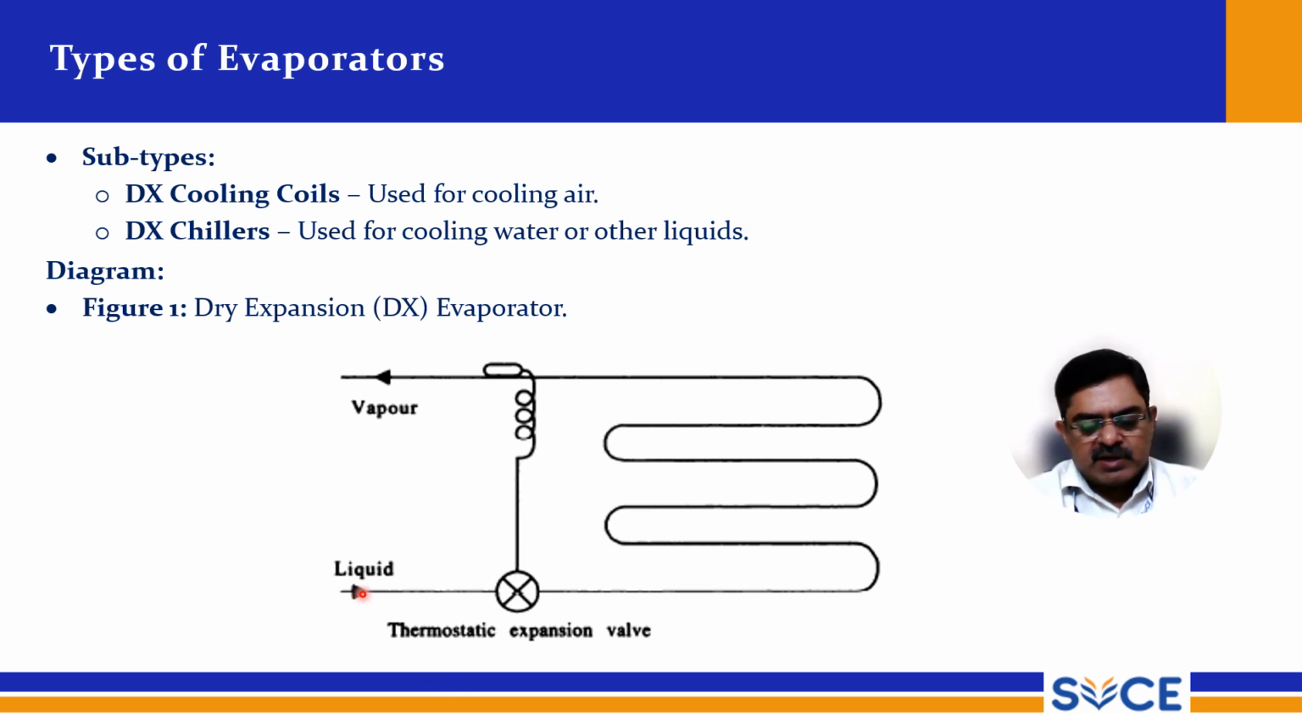So here this is the DX evaporator. This is the liquid in and the vapor coming out, and this is the expansion valve, the thermostatic expansion valve. So the evaporator is also like a condenser, where we have an evaporator coil here, and this is the DX cooling coil, and we have chillers also.